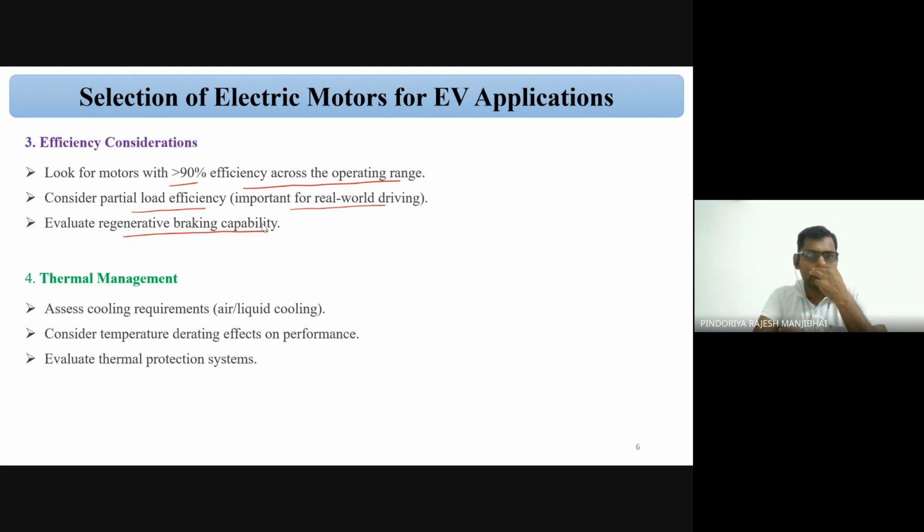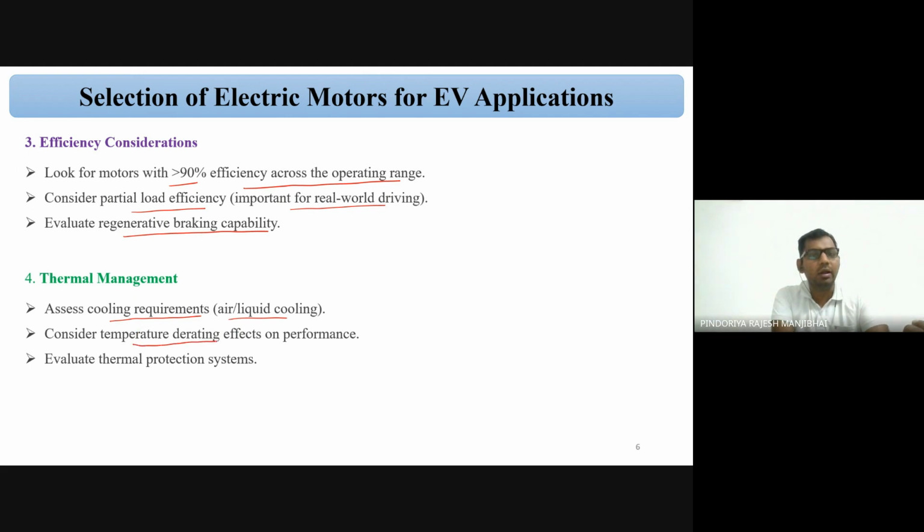Thermal management. Again, this is a very good topic, but thermal management is a part of mechanical work. Still, if you are interested in thermal management, then you can consider it for your project work. For thermal management, we have to assess the cooling requirements. Ultimately we have to take care of the cooling for the motor as well as the battery, correct? There is air cooling, liquid cooling. Many types of cooling exist, but the cooling system is not part of electrical engineering, correct? It deals with mechanical engineering people. But if your interest is strong, then you can also consider this topic.